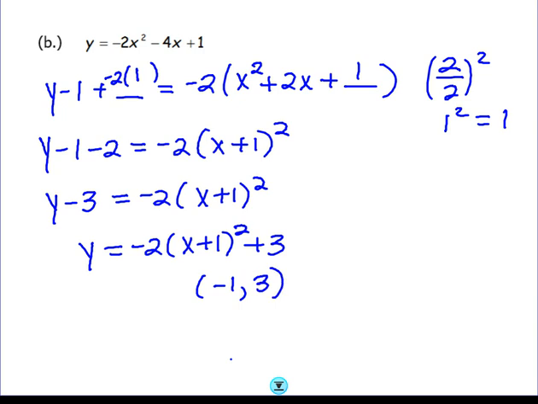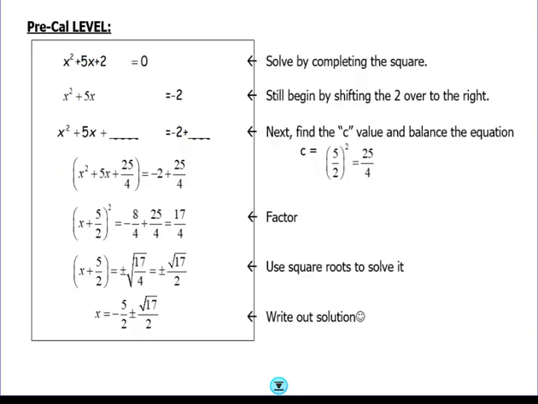All right, we're going to continue and show you a couple of pre-calc level questions. Okay, so kind of starting to say what's your goal for next year. So these are pre-calc level questions. I'm going to use the same process, but notice that here my b is not divisible by 2. So I'm going to have to work with fractions.